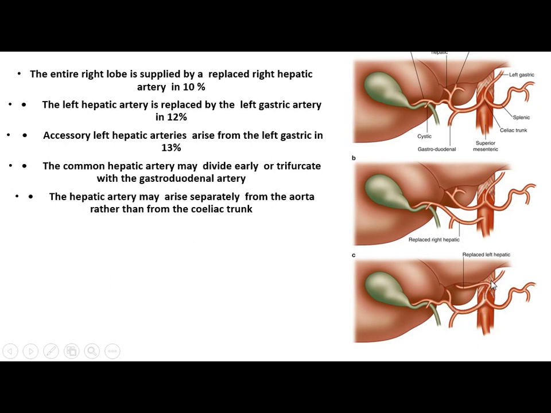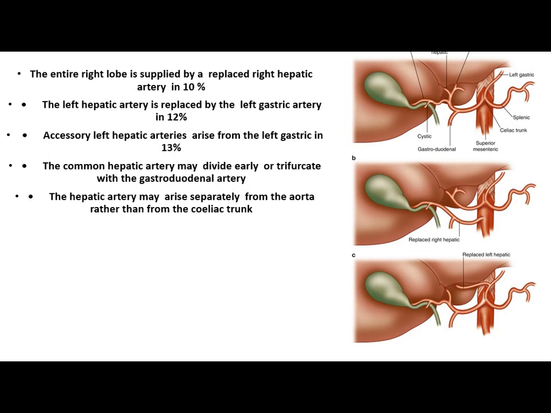Why is this important to know? Because sometimes we do an angiogram and we do embolization. Embolization is first, I would agree with that. What else? What are the clinical applications of knowing the anatomy of the hepatic arteries? What is the clinical importance of knowing the variations of the hepatic arterial supply?